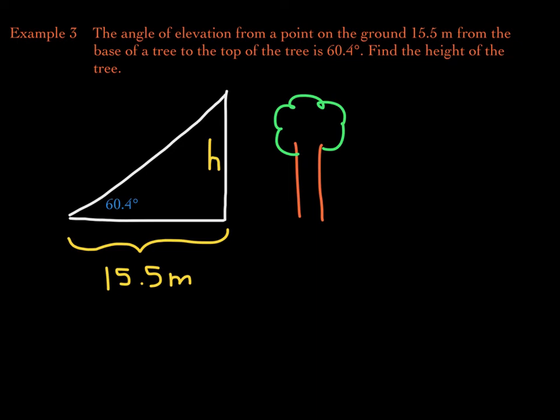So this is your line of sight. You're standing here and you're looking toward the top of the tree. So this is your line of sight. That must mean the ground is your horizontal, okay? Line of sight and the horizontal.